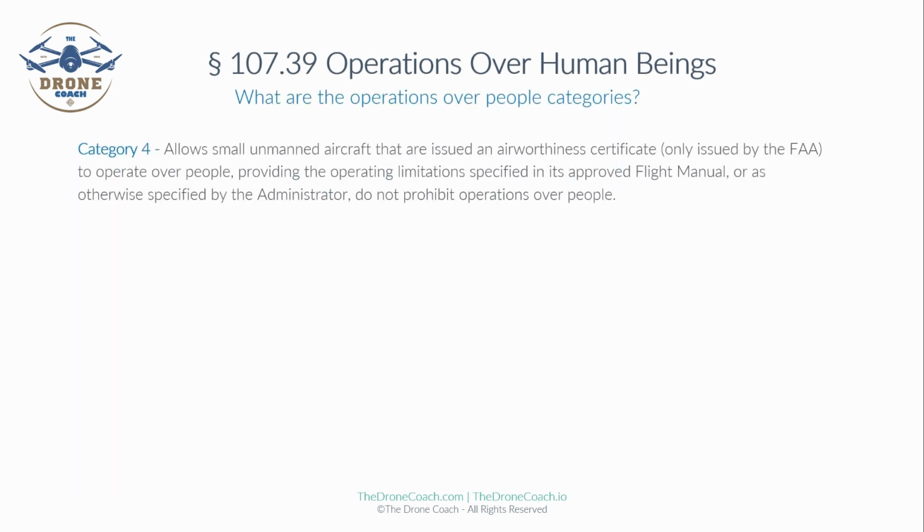Now, Category 4 allows small unmanned aircraft that are issued an airworthiness certificate. Now, that's only issued by the FAA. This allows you to operate over people, provided the operation limitations specified in its approved flight manual or as otherwise specified by the Administrator do not prohibit operations over people.